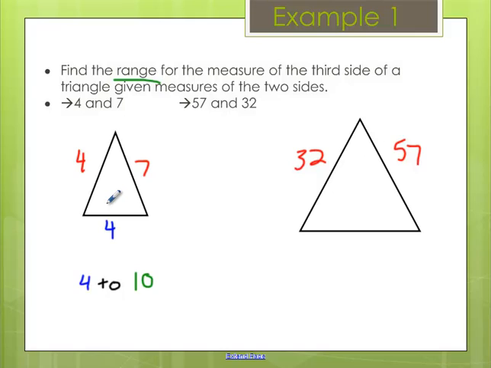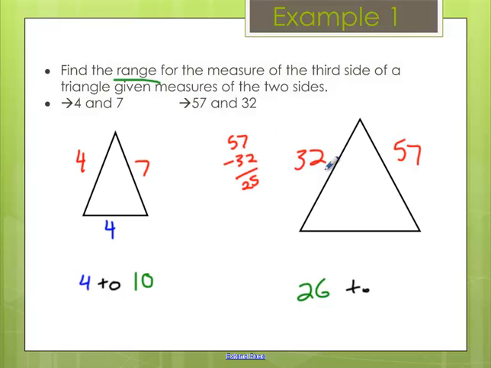So what I'm going to do is I'm going to take 57 and I'm going to subtract 32. If I take 57 and subtract 32, I get 25, which means if I put 25 here, 32 plus 25 is 57, so that doesn't work. So instead of 25, I'm going to put 26. If I try 26, 32 plus 26 is 58, and the triangle inequality theorem says that the two sides have to add up to more than the third.